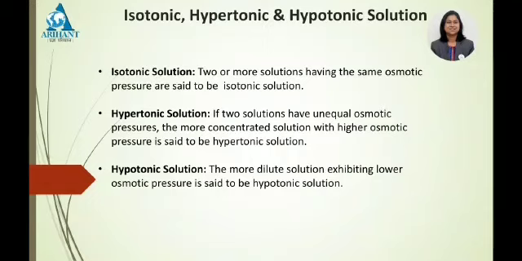Suppose 0.1 molar urea solution is mixed with 0.1 molar sucrose solution. Then this is an example of isotonic solutions because their osmotic pressures are equal. Such solutions have the same molar concentrations but different concentrations in grams per liter. Now if the solutions are separated by a semi-permeable membrane, then there is no flow of solvent in either direction.